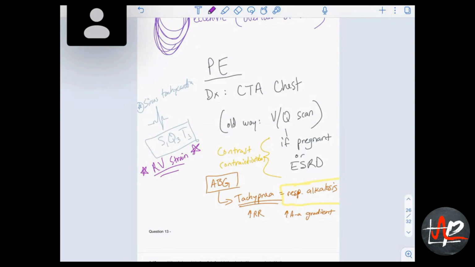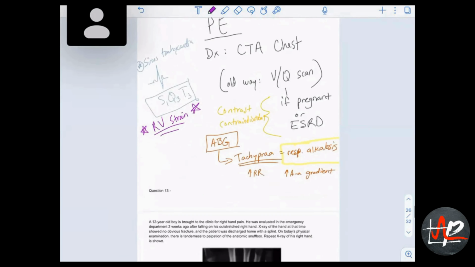Sometimes you guys will hear D-dimers thrown around with pulmonary emboli. D-dimer is kind of a fairly non-useful test, just because its sensitivity is good, but the specificity is so poor. And so this is something to know, is it has really poor specificity, but high sensitivity.